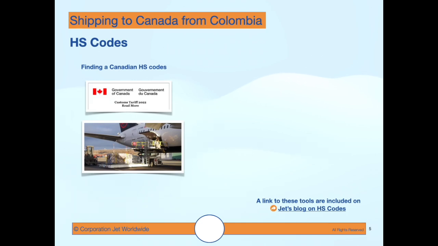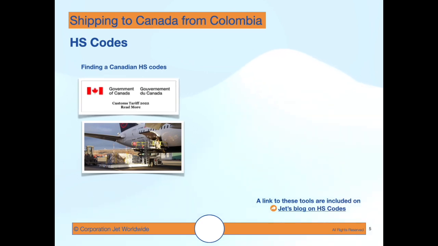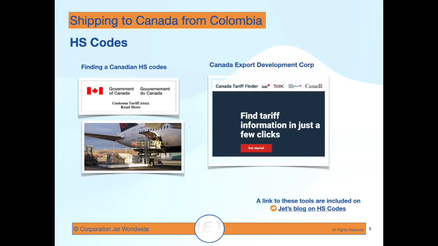While both Canada and Colombia adhere to the World Customs Organization, or WCO standards, HS classifications are unique to each country. To find a Canadian HS code, you can go directly to the Canadian Customs Tariff. Alternatively, a great resource to consider is the online tool from the Canada Export Development Corporation. For further assistance with HS codes, visit our HS Code blog, which includes an in-depth video presentation.